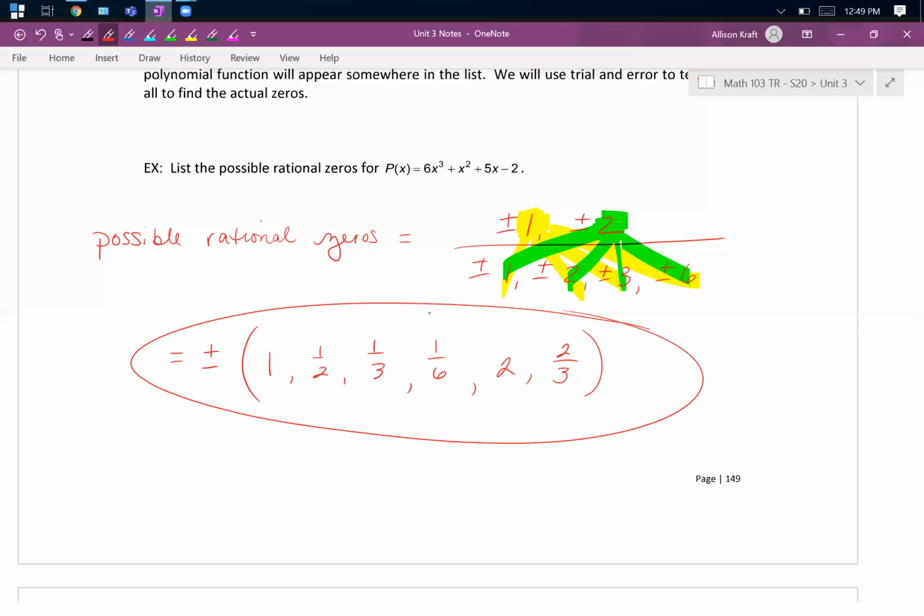Now, if I'm asked to find all the zeros for that p of x, I know to start by checking these 12 numbers. There's only 3 zeros since it's degree 3, but I'm going to start with these 12. And you may be thinking, Allison, that's so many numbers to check. Well, we just went from infinity to 12. So I think we've narrowed the list pretty substantially.